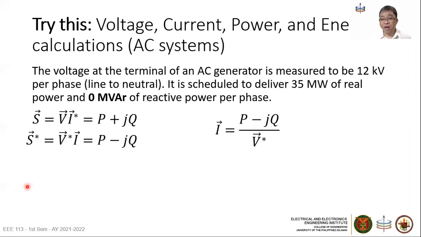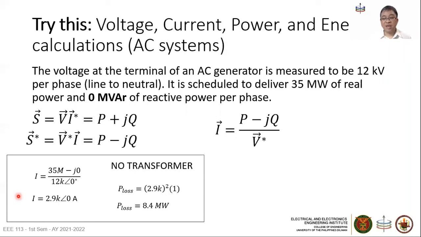So the same formula holds. The same equation actually is applied. So I is equal to 35 megawatts minus j0 megavar, divided by 12 kilovolts, angle 0 as reference. We have the current 2.9 kiloamperes at an angle 0. Notice we have angle 0 here. At 0 megavar, the voltage and the currents are now in phase. We have a purely resistive system here.